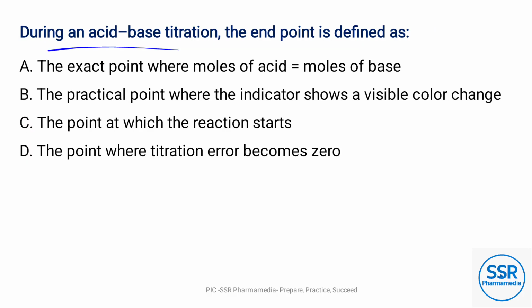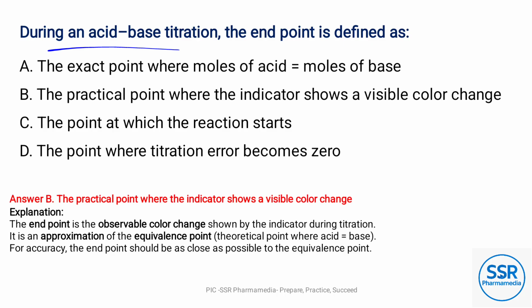During an acid-base titration, the end point is defined as, so the answer is option B, the practical point where the indicator shows a visible color change. It's called the end point. The end point is the observable color change shown by the indicator during titration. It is an approximation of the equivalence point. For accuracy, the end point should be as close as possible to the equivalence point.